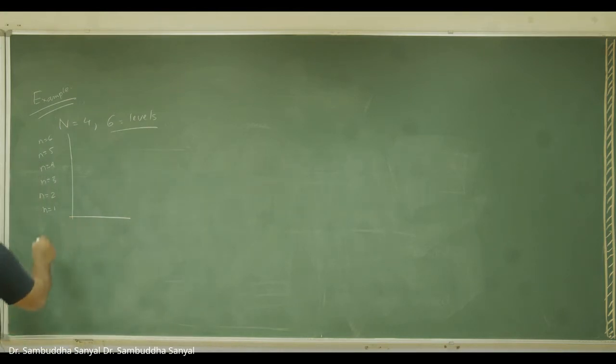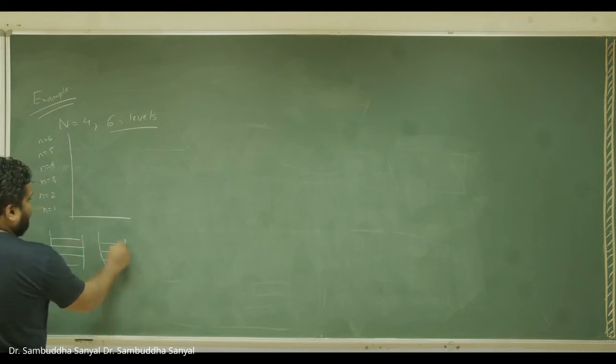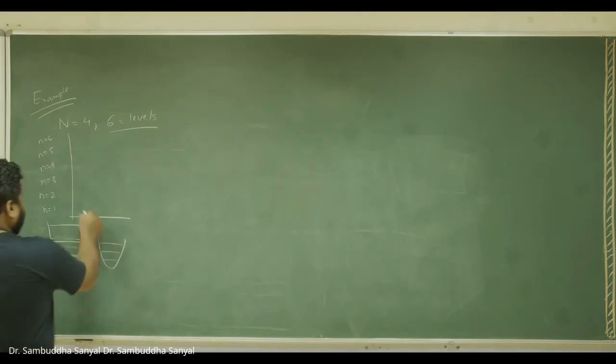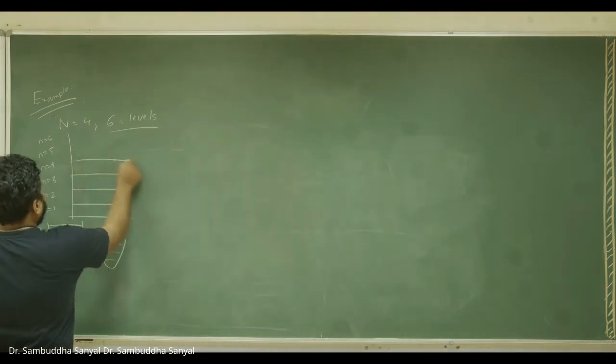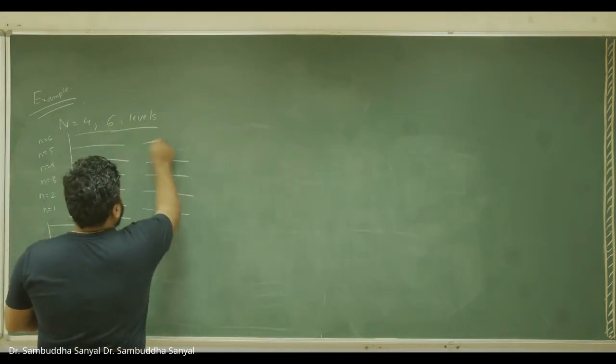Let's say it's a particle in a box. This potential could be 6 levels of particle in a box, or 6 levels of harmonic oscillator, anything. This picture is not correct, so it should be far, because we know in the particle in a box the levels are not equidistant, they go as n squared apart, but in the harmonic oscillator they are equidistant. So I have 6 levels and I have 4 particles. So I draw it like that.